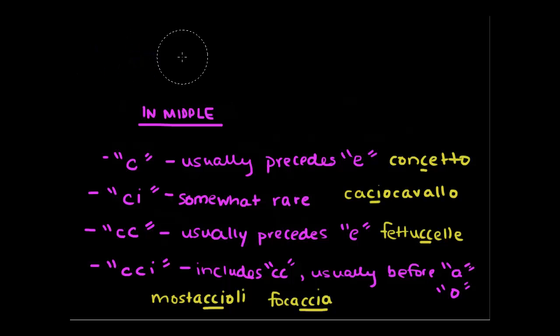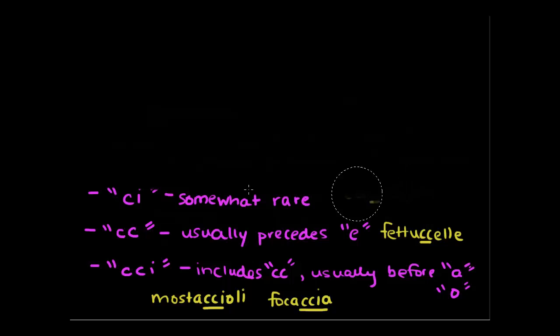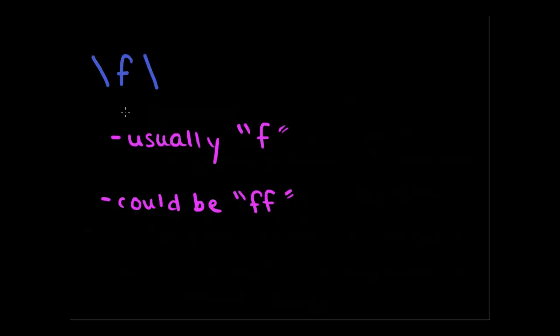Okay, and now we're going to move on to something not so complex, thankfully. The next sound is the F sound, like this. It's pronounced f, and the rule in Italian is that usually it's going to be just an F, but it could be FF. Now remember, the single F is definitely more common. So let's write that, more common.